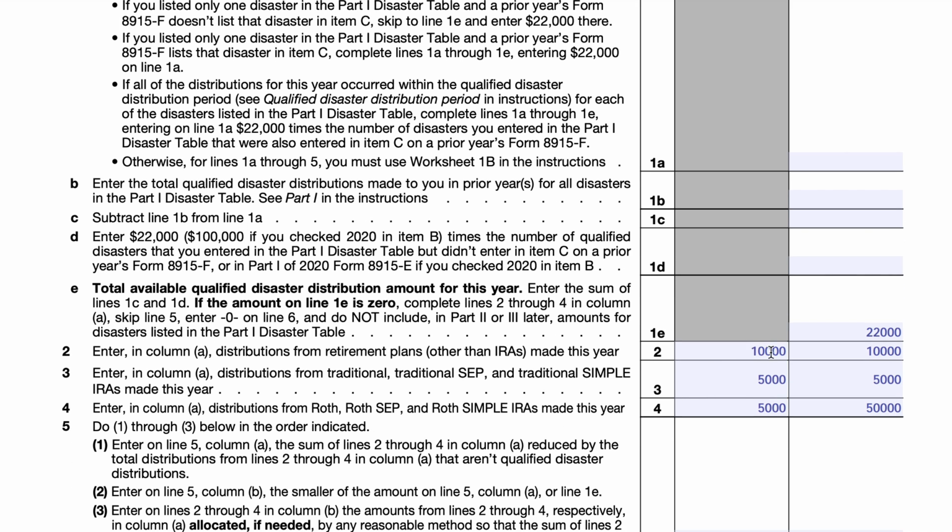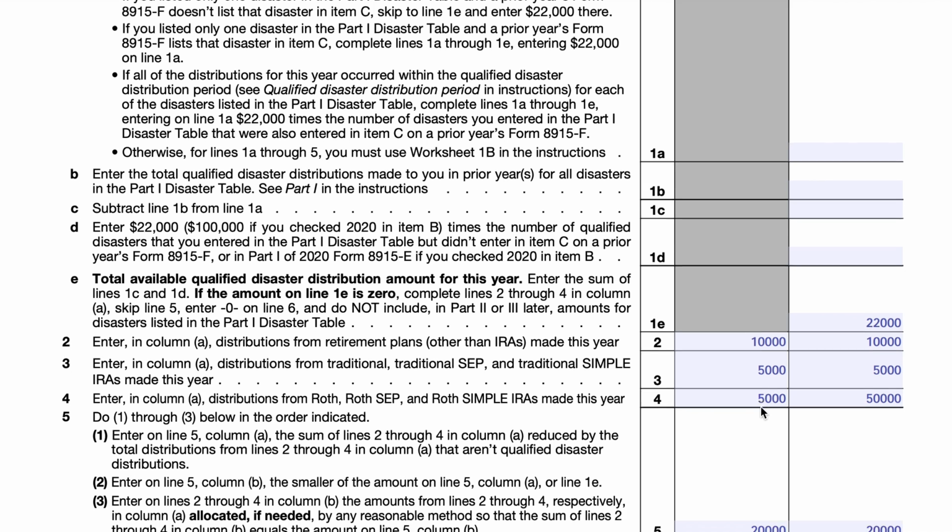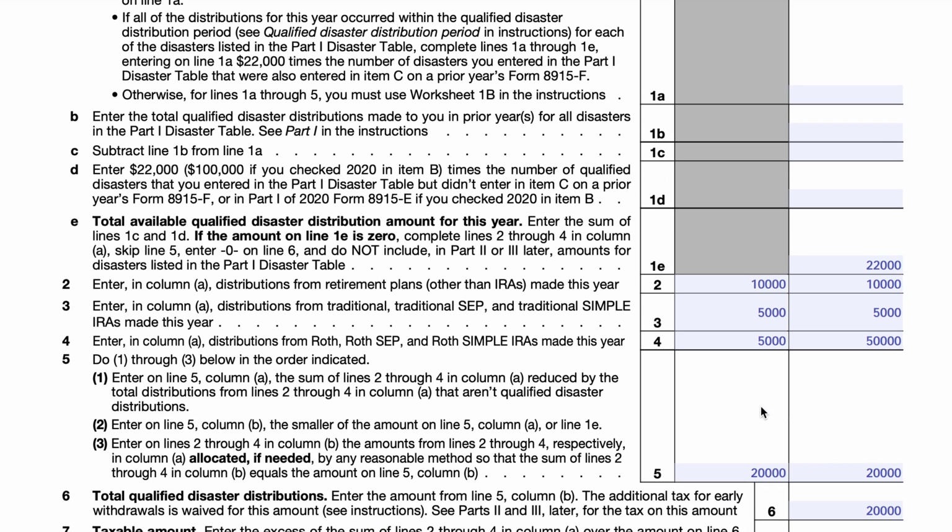So in line 2, we're going to enter $10,000. Let's just say that John Doe took out $10,000 from his 401k. In line 3, we're going to report that he took out $5,000 from his traditional IRA, and he also had a Roth IRA that he took out $5,000 from. So now the one item that you would enter into line 1E before we did all that is $22,000.